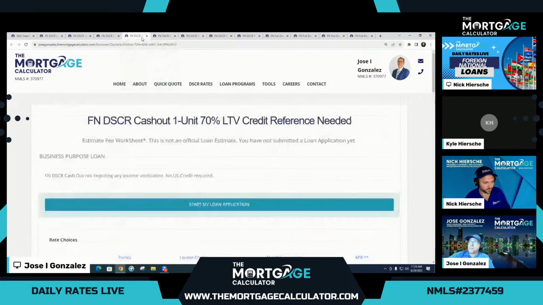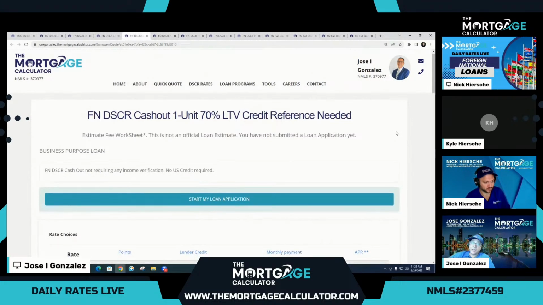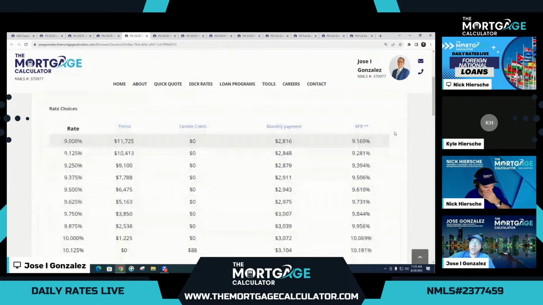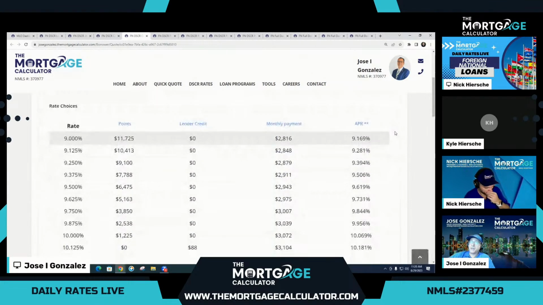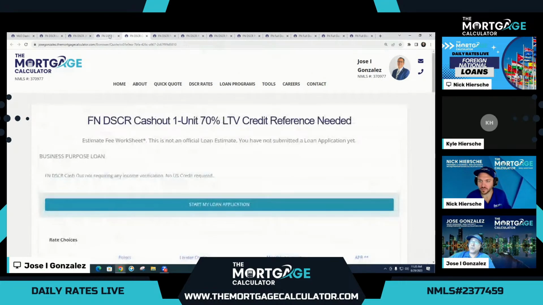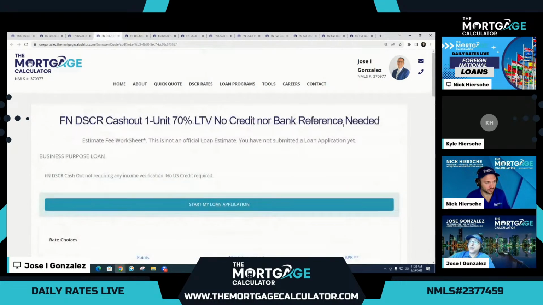And now we have some cash outs. 70% is the maximum loan to value for a cash out, whether it's DSCR or full doc. So here, 10 1/8 has a little bit of a lender credit. You can buy that down to 9%. So that's a 70% loan to value cash out. That one was the credit reference option.